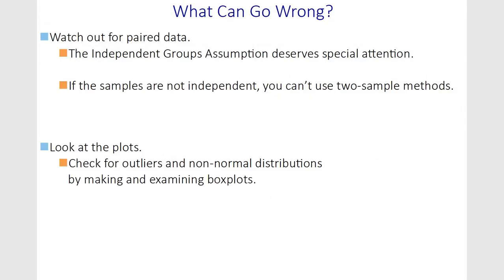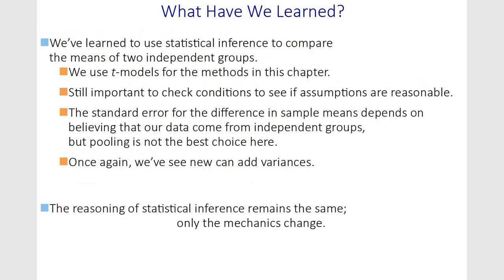Okay, so what can go wrong? You want to watch out for your paired data. So the independent groups assumption deserves special attention. Make sure that the groups are not paired because that's something totally different in chapter 25. Okay, look at the plots, check for outliers and non-normal distributions by making and examining the box plots or the normal probability distributions. All right, and this is everything you should have learned in this chapter.